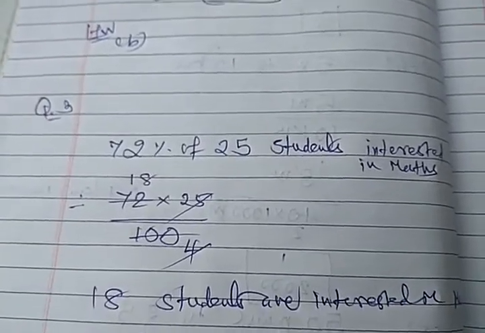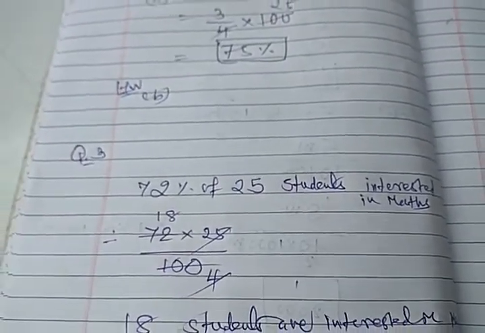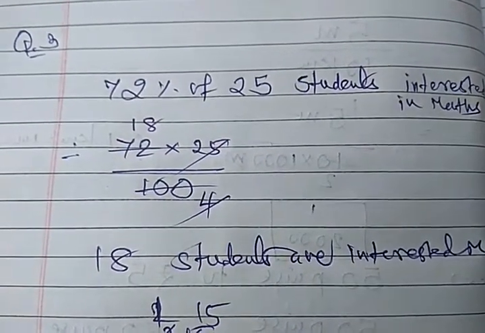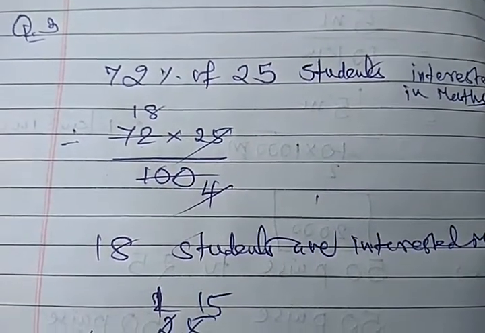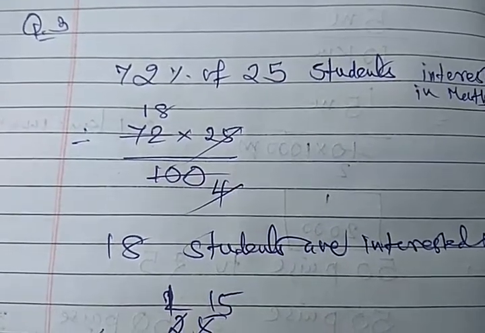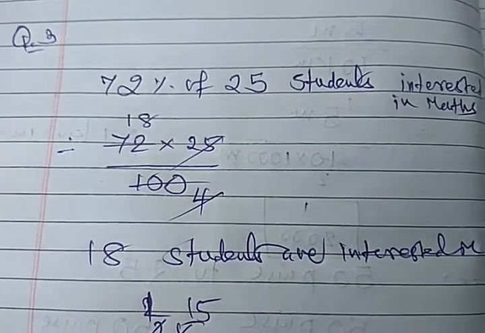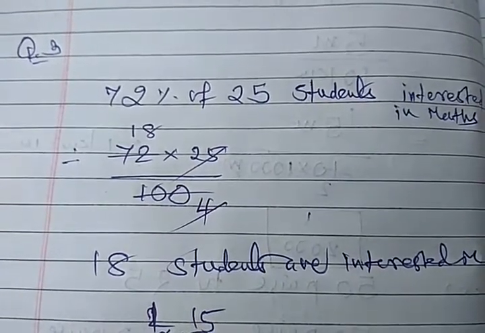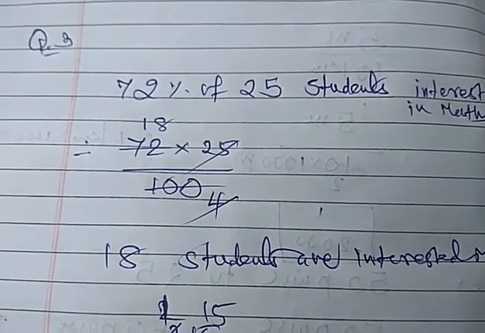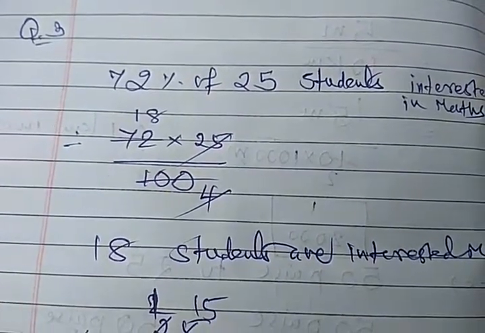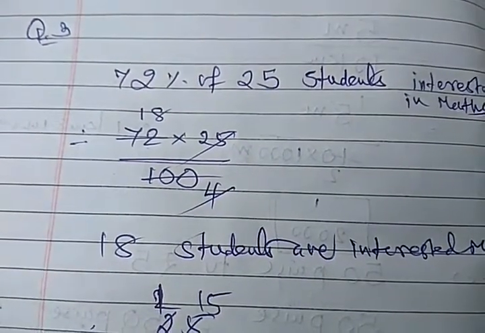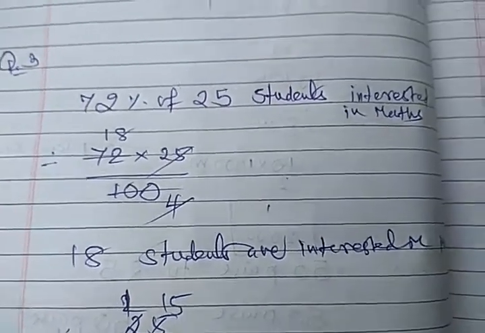Okay. Now question number 3. Dear students, question number 3: 72% of 25 students are interested in mathematics. How many are not interested in mathematics? So first of all, 72% of 25 students, the ratio is given, right? So 72 percent of 25, that many students are interested in mathematics. So first of all, we have to find out 72% of 25.